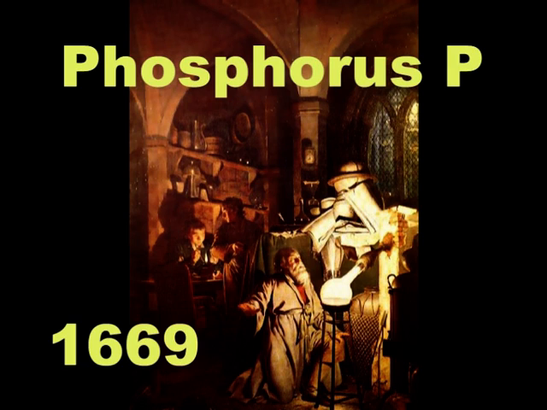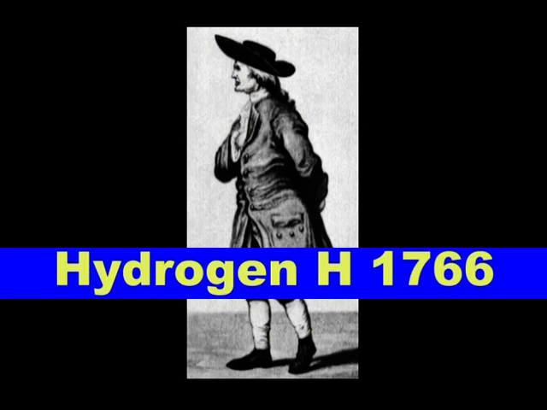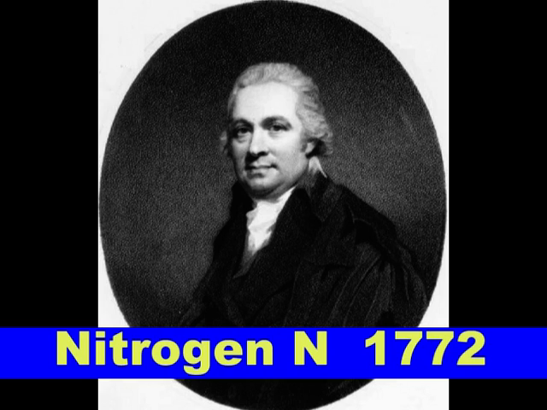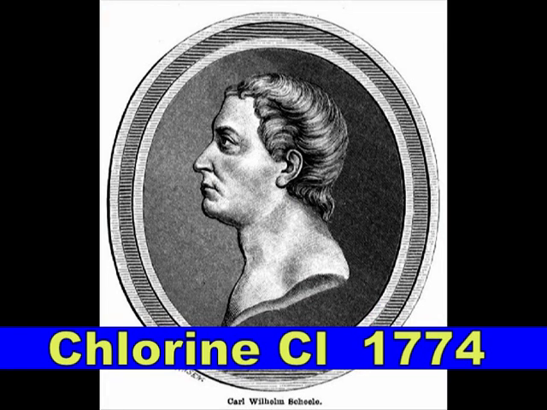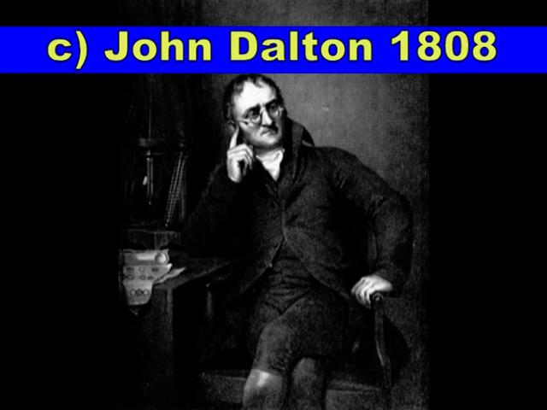Henning Brandt, an alchemist from Hamburg, discovered phosphorus. The shy Henry Cavendish of the British Royal Society, hydrogen. Scotsman Daniel Rutherford isolated nitrogen. Joseph Priestley from Leeds discovered oxygen. And finally, the German Carl Wilhelm Scheele discovered chlorine. Write down the name of our next chemical hero, John Dalton.